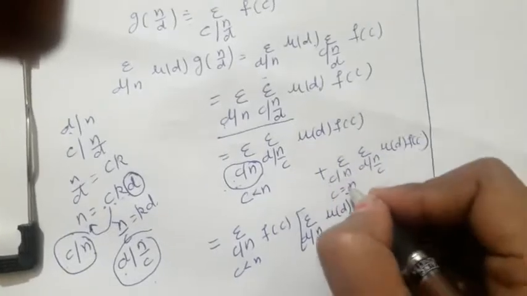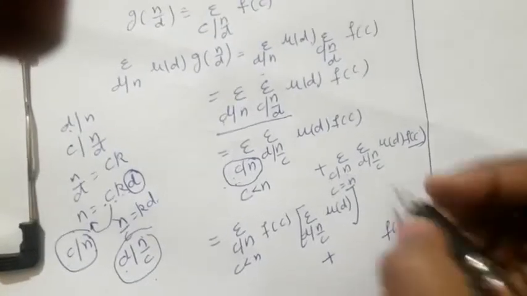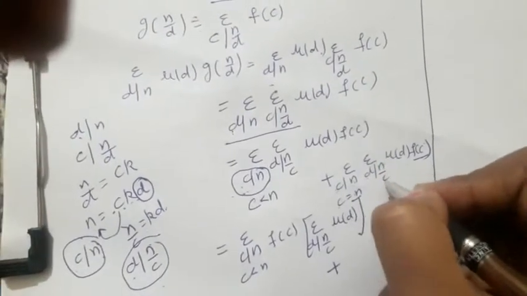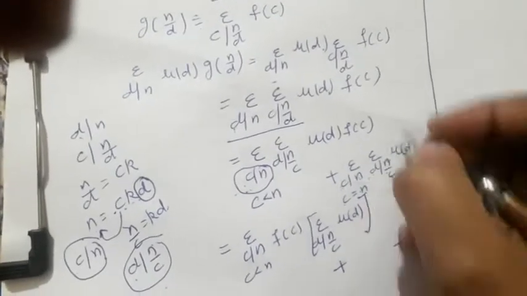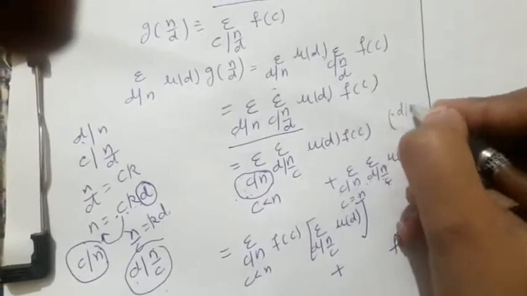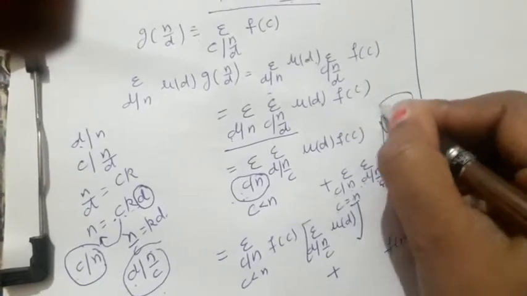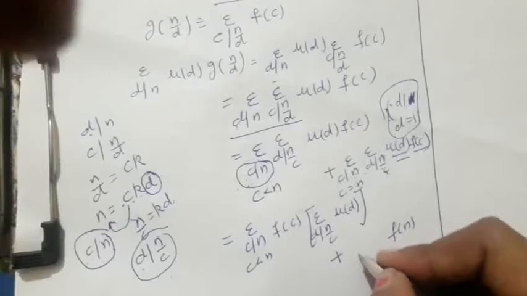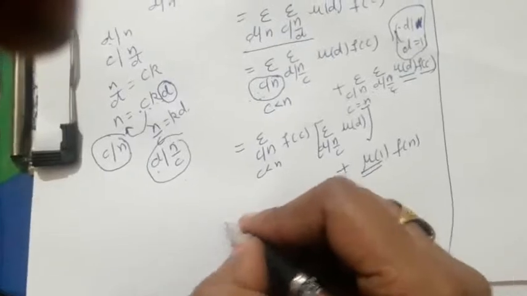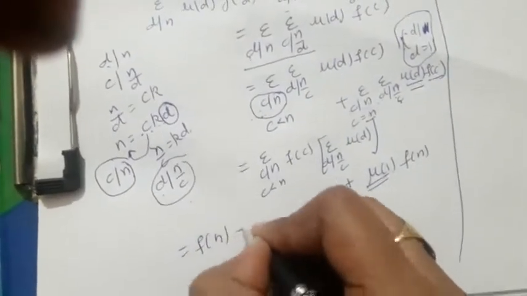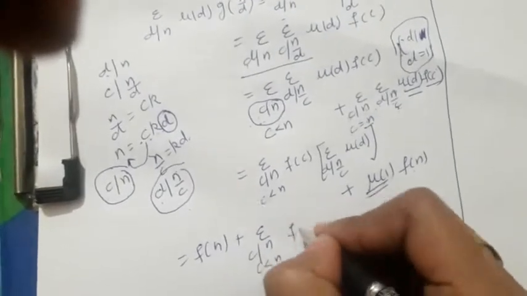there is only one term, so c can be replaced by n. f(c) can be written as f(n). And what about this? d divides n by c, and c is equal to n, n by n. d divides n by n means d divides 1, that means d is equal to 1. So we take d is equal to 1. So mu(d) comes out to be mu(1). The value of mu(1) is 1. So it is f(n). So it is equal to f(n) plus summation c divides n, c less than n, f(c) into this term.